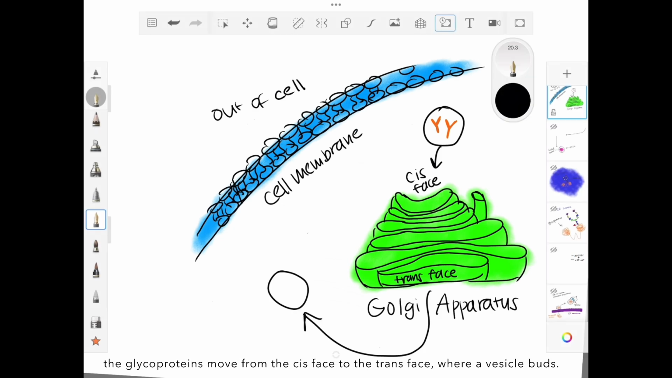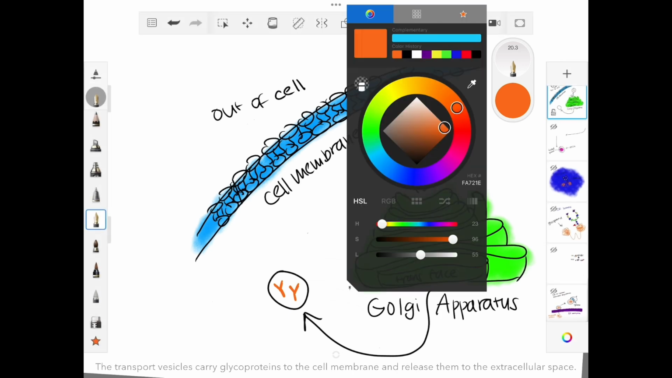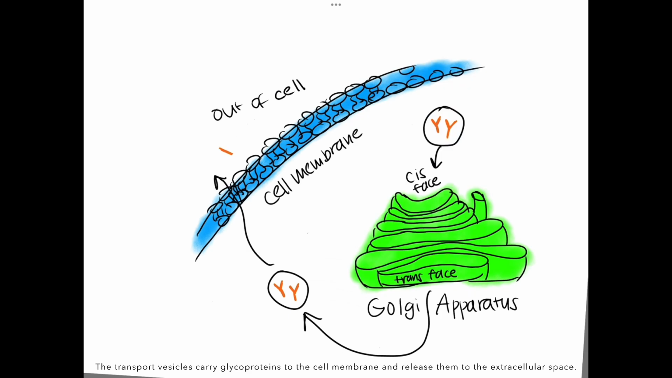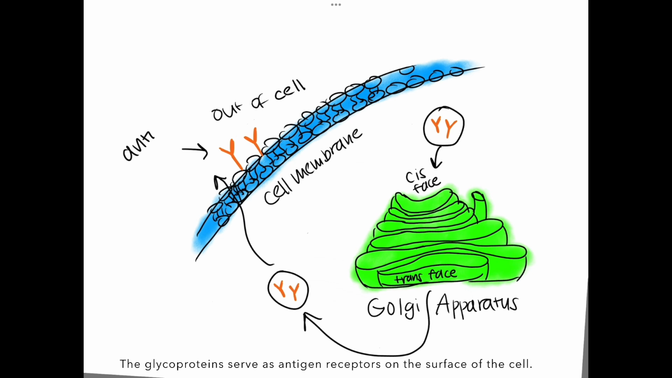glycoproteins will move from the cis phase to the trans phase where a vesicle buds. The transport vesicles carry the proteins to the cell membrane and release them to the extracellular space. Glycoproteins serve as antigen receptors on the surface of the cell.